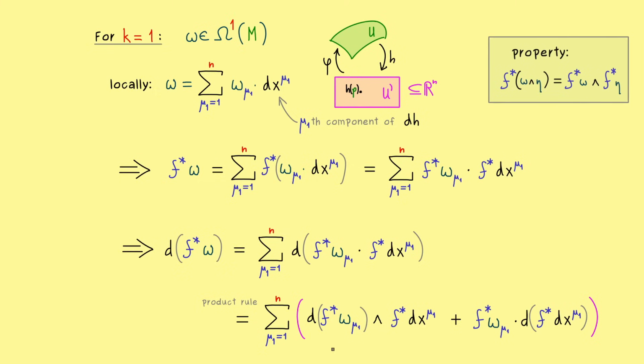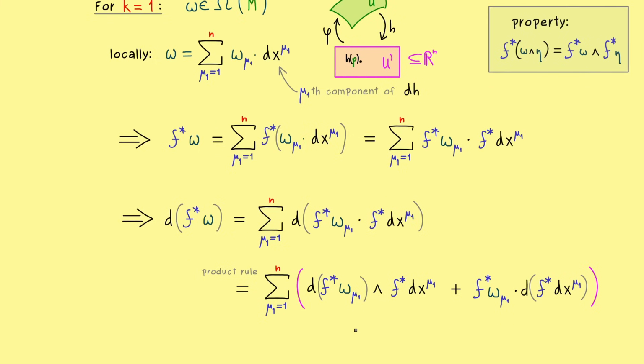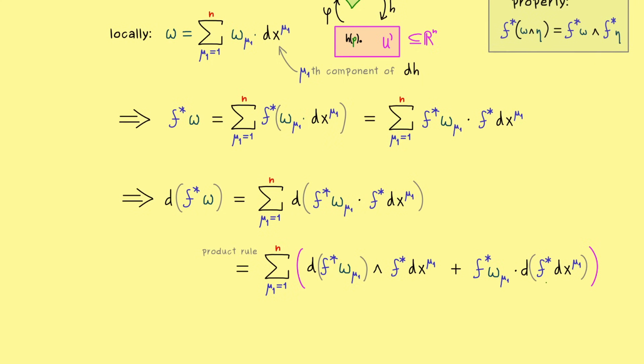Okay, so this is just the result of the product rule, and now we can look at this second term. There we can already apply our case k is equal to 0 from above. And then we see we can just pull out this d operation. So we have d f star of the mu1th component of h. This is the real valued function where we apply f star to. However, then we see that we have this exterior derivative 2 times in a row, which by the complex property immediately tells us that the whole term is equal to 0.